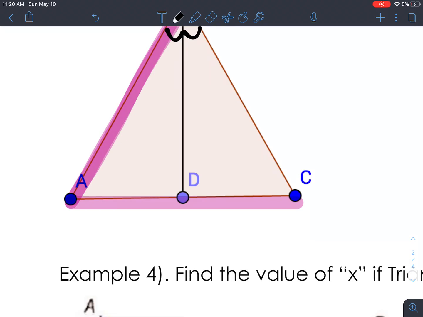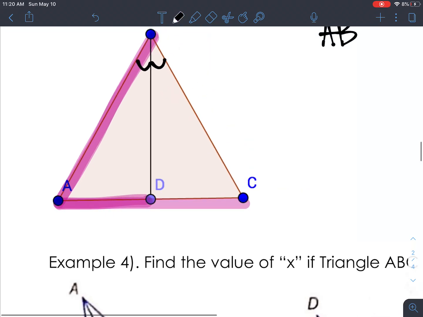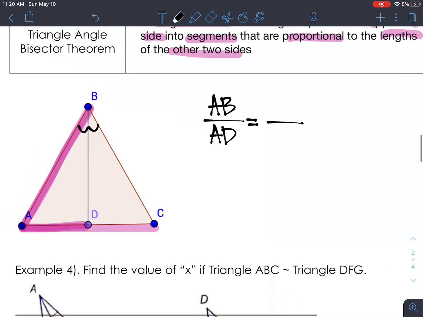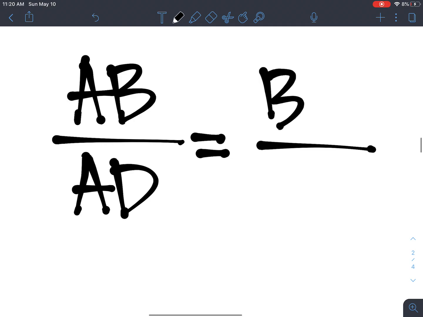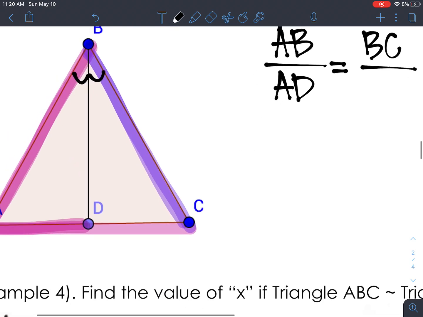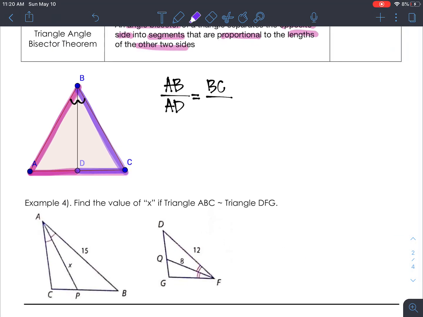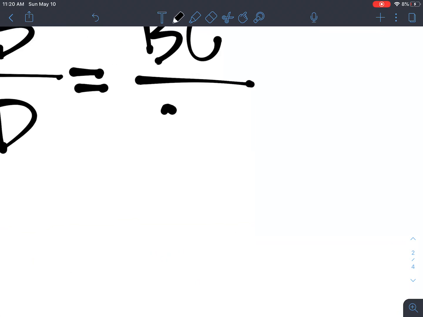Now, which segment am I going to connect it to? I'm going to connect it to the segment that is adjacent to that side length. So I'm going to have AB is to AD, which is equal to, then I'm going to do the other side length, BC. And then I'm going to write that as a ratio connected to the other segment within that third side that's adjacent to it, which is CD.